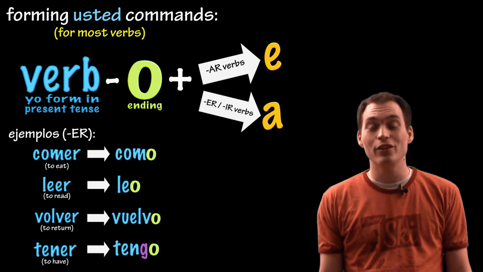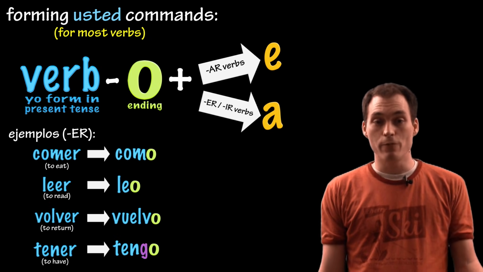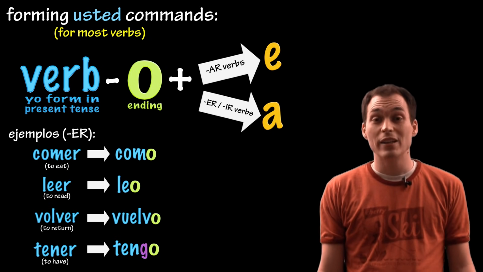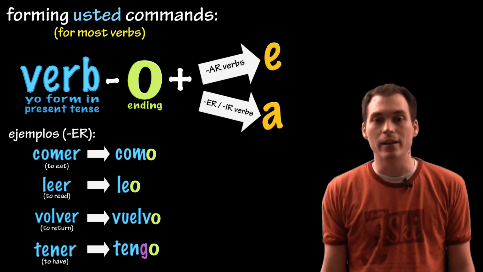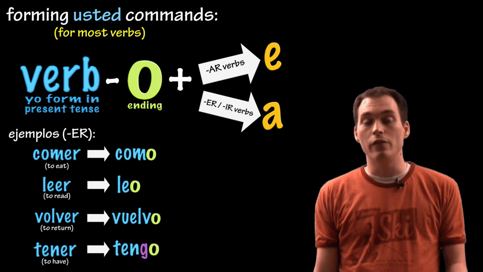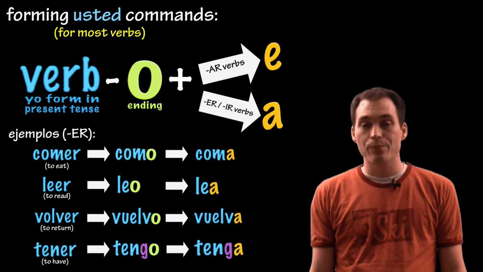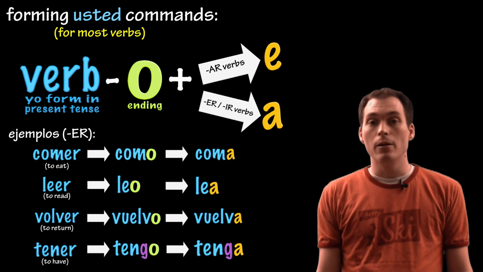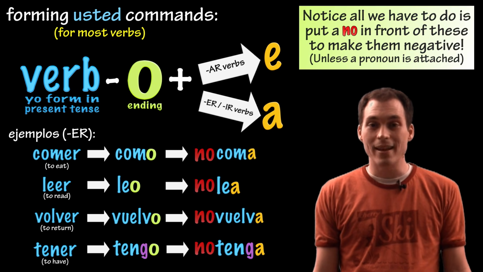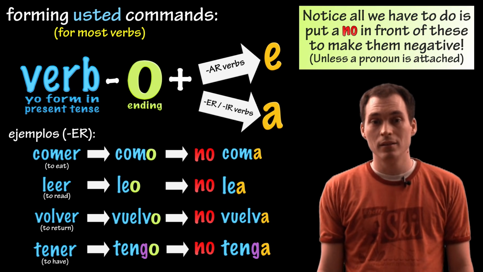And the reason we change these to the yo form first is because you notice with vuelvo, for example, it doesn't look like the infinitive. It's a little bit different with the stem change. And tener has a g, an extra letter inside of it. So we'll change those to the yo form in the present tense, and then we take off the o, and we're going to add an a. So we should have coma, lea, vuelva, tenga. And to make these negative, just put a no in front. No coma, no lea, no vuelva, no tenga.